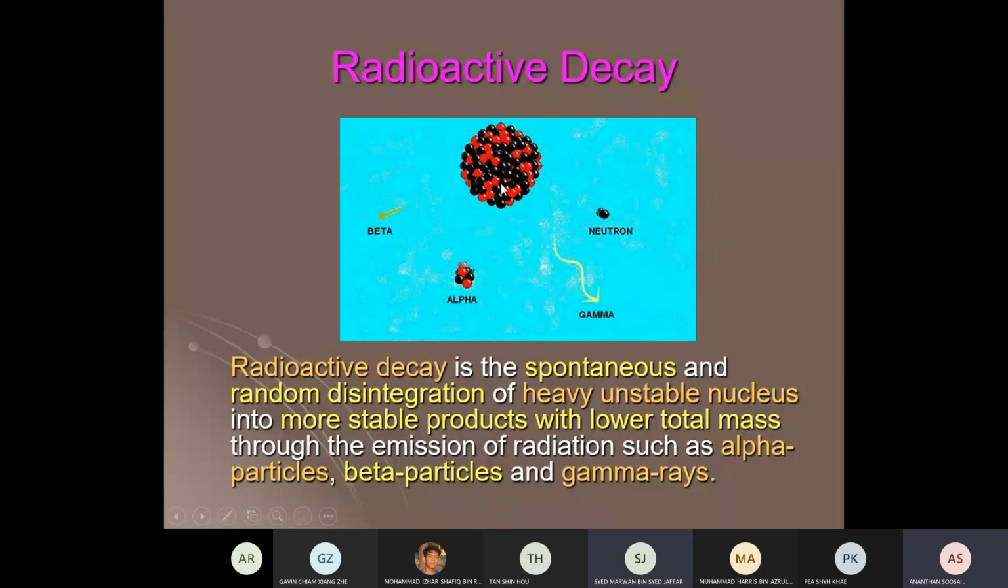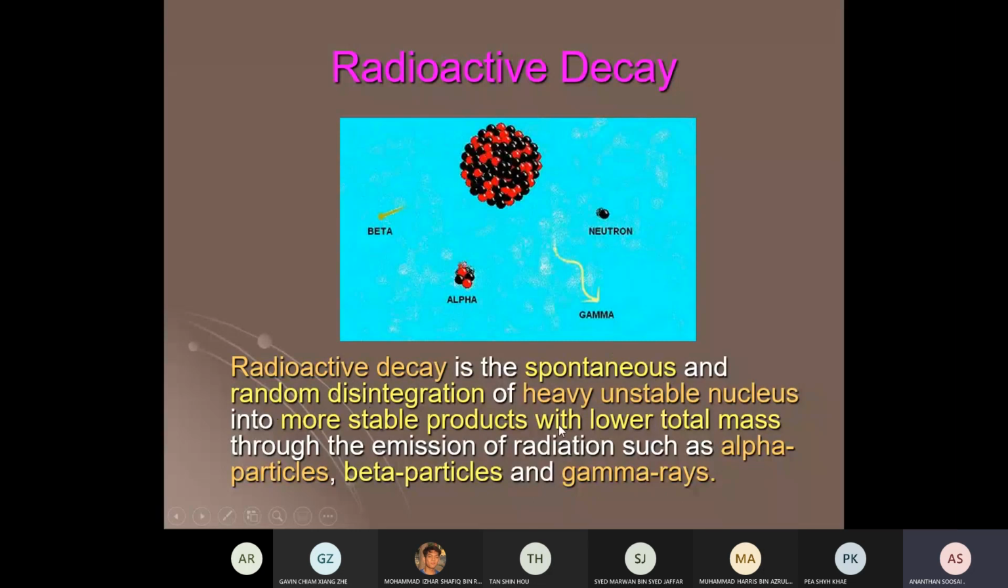First, as an introduction, recall what is meant by radioactive decay. Please remember this. Radioactive decay is a type of spontaneous random disintegration experienced by a heavy unstable nucleus to become a more stable product with lower total mass by emitting radiation such as alpha, beta, and gamma. You learned what is spontaneous and what is random in your AS already. Why is radioactive decay spontaneous? Because it is unaffected by external factors such as pressure and temperature. Why is it random? Because we don't know how many nuclei and which nucleus will disintegrate at a particular time. It's totally unpredictable. That's why it's random.